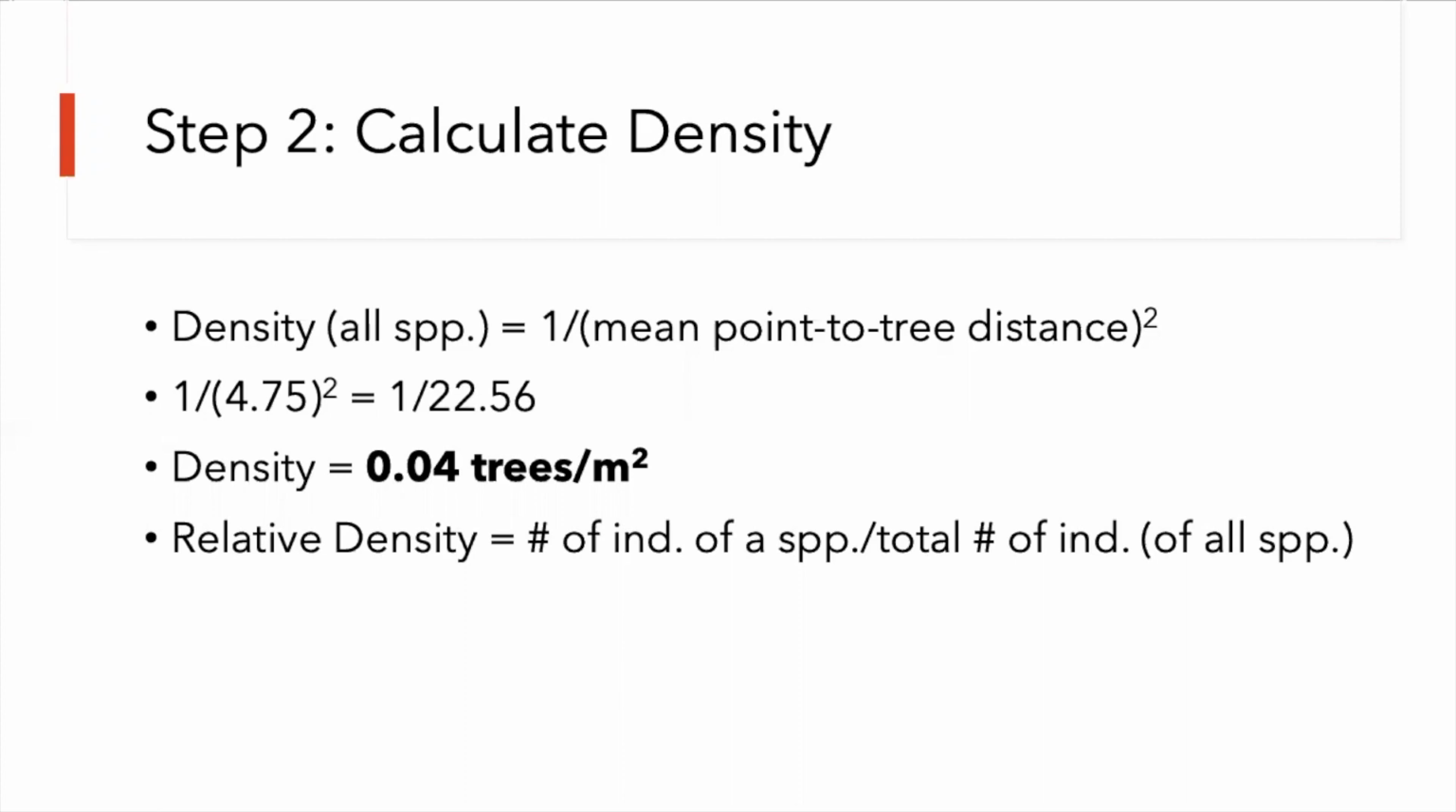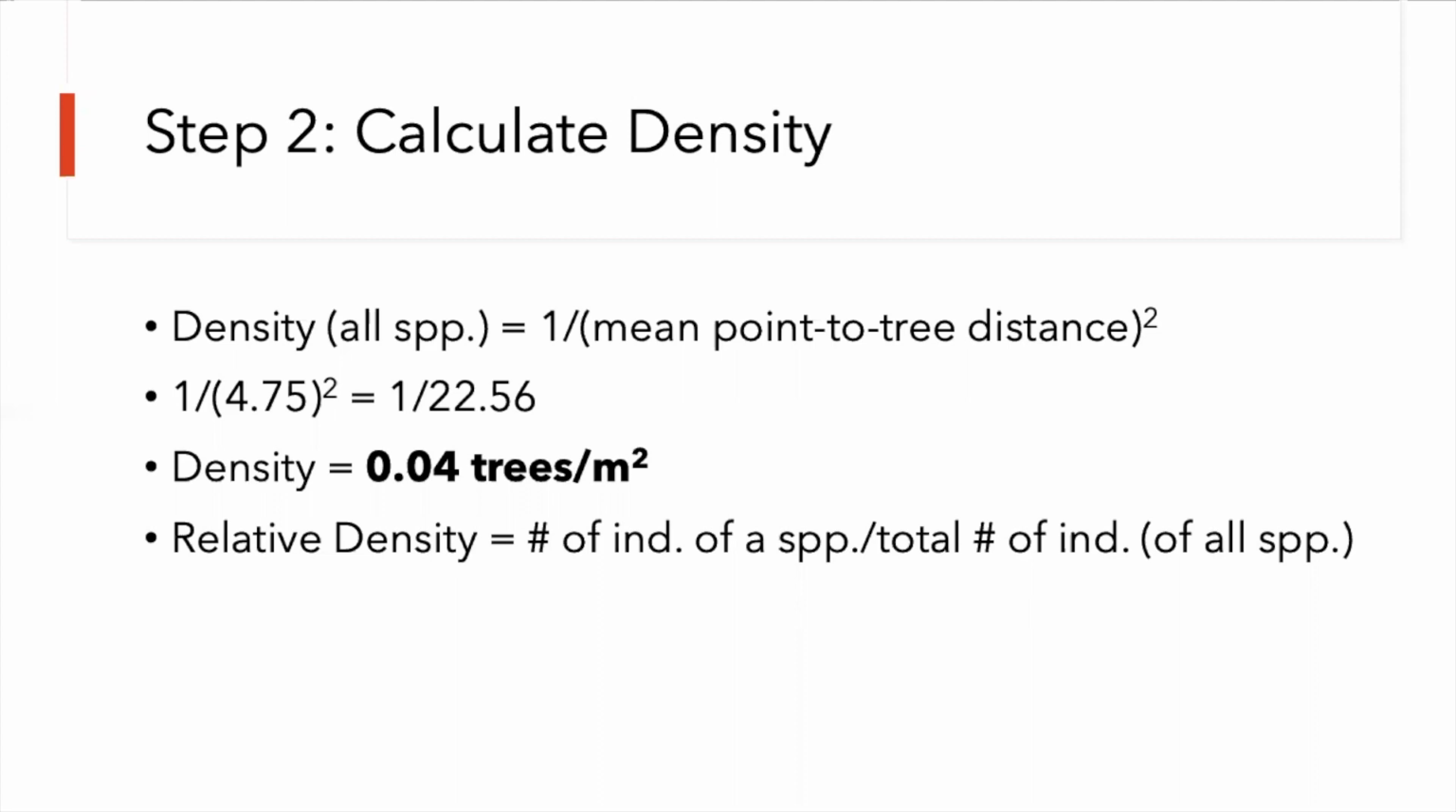You could also multiply this by 100 to get the number of trees per 100 square meters if that's what you're looking at, or if you multiply it by 10,000 you could get the number of trees per hectare. In this case it would be 443 trees about.